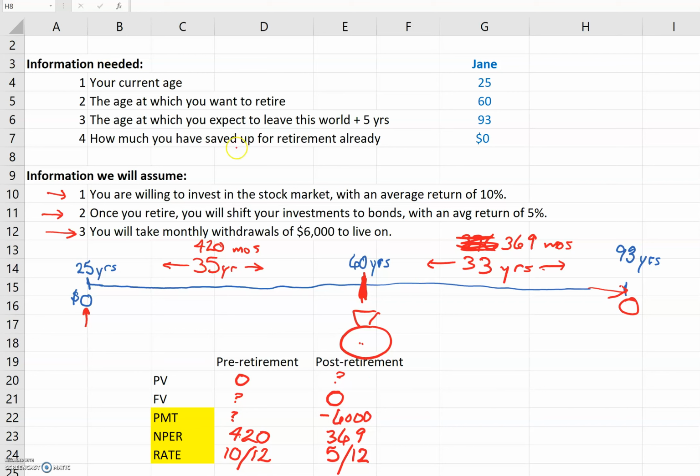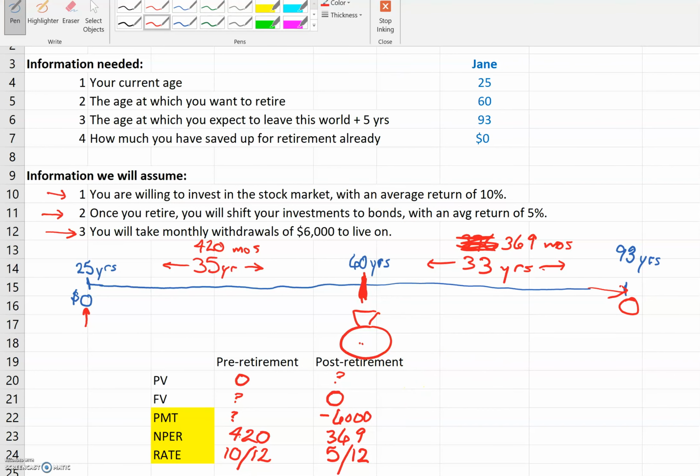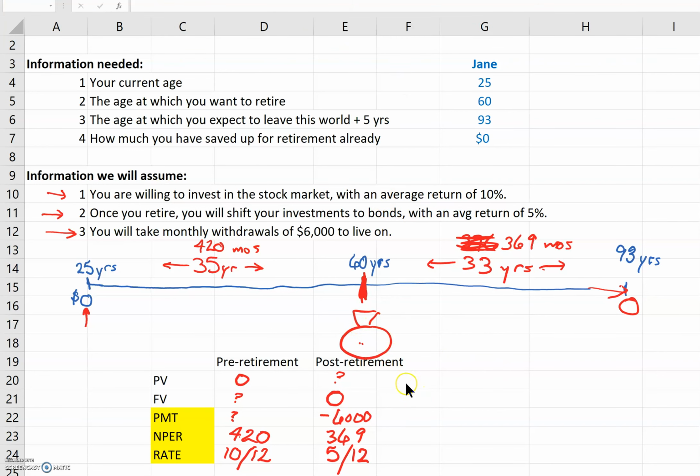And here we go. We have to solve the second half first, because guess what? There is only a single unknown in this half here, and it is the present value. So we're going to solve for that present value. We're going to say equals PV, open parenthesis, and then it tells me put in the rate. Well, the rate is 5 divided by 12.